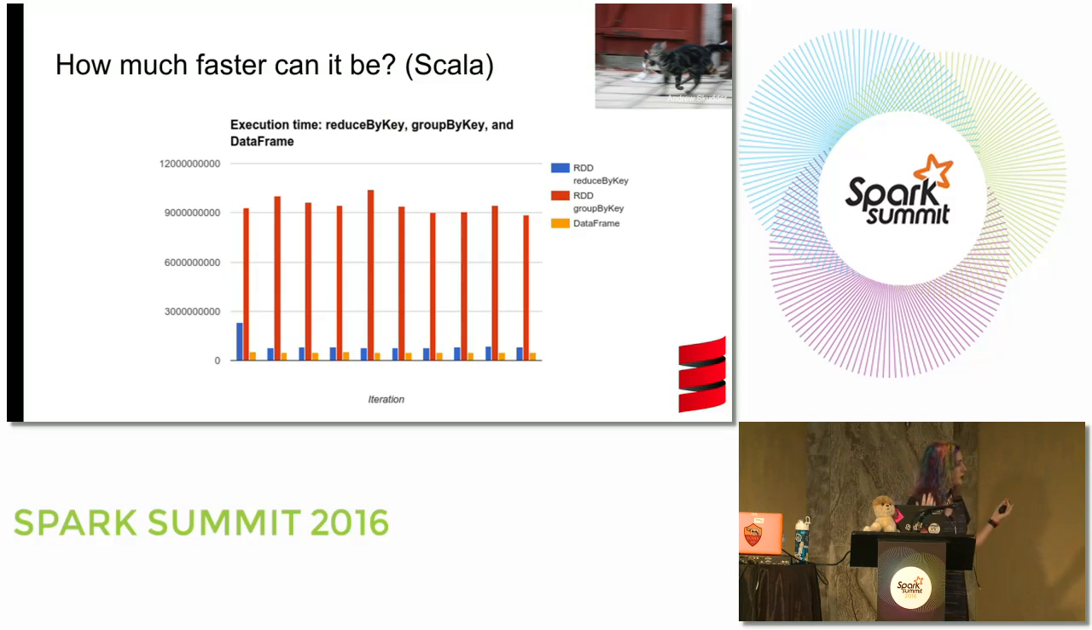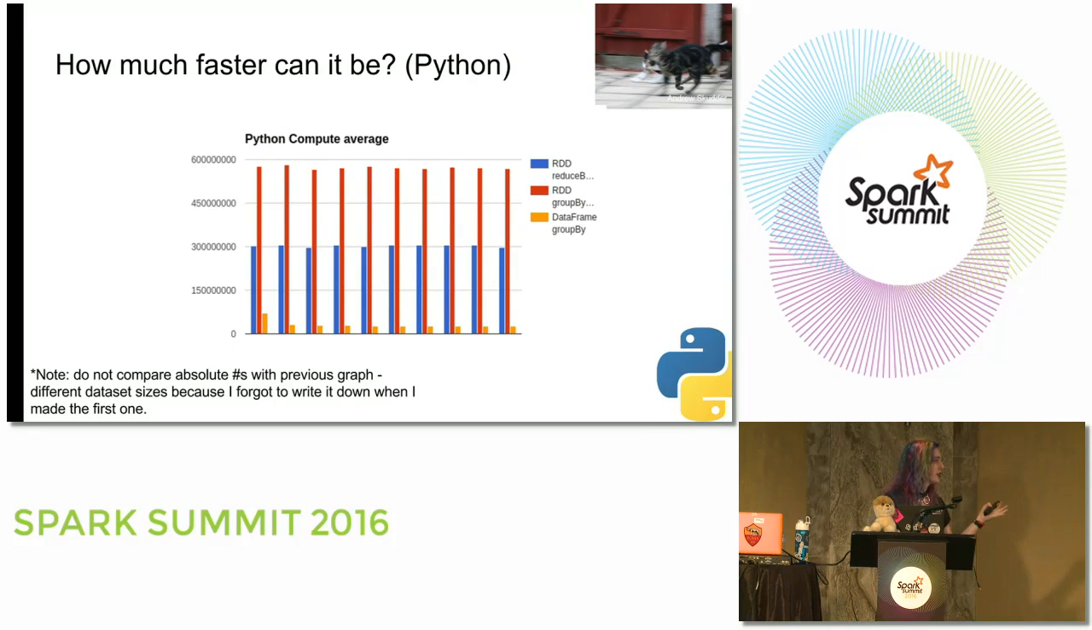So in Scala, it can be a lot faster. Red is group by key, which at this point we all know not to do. And blue is reduce by key, which is actually the right way to do it. And we can see that Spark SQL outperforms the right way, even in future iterations when the JIT has had a chance to warm up. Part of that is because it's got a more efficient representation of our data, and its serializers are much faster. And in Python, the difference is even more astounding, right?